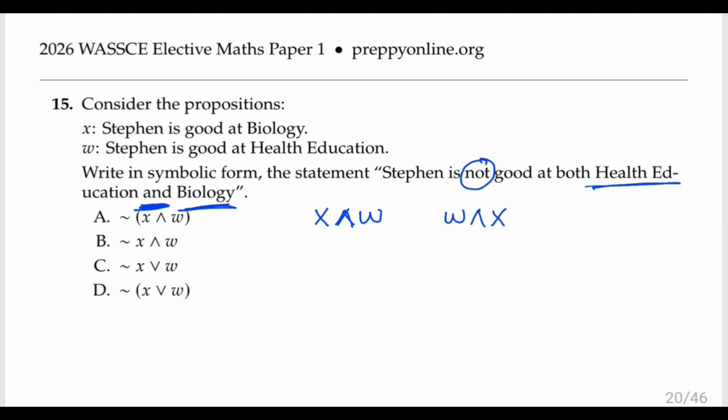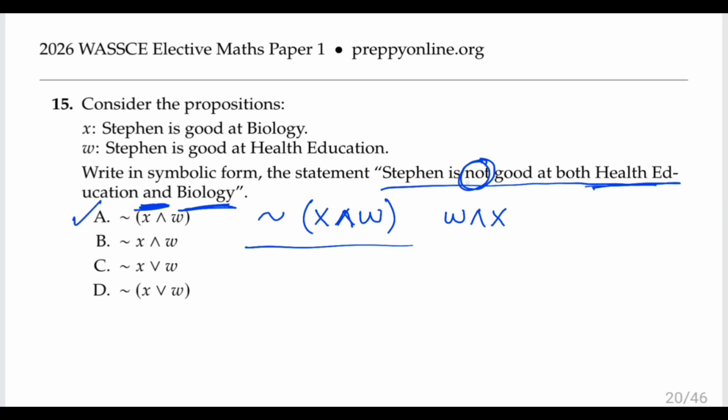All right, but now we have this not. And so what it means is we want the negation of this statement. So that makes our answer A. So here we are interpreting this statement to mean that it is not the case that Stephen is good at both biology and health education.